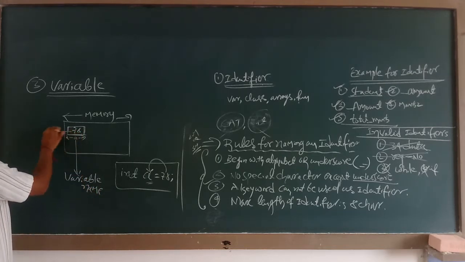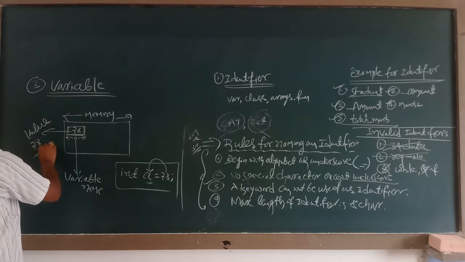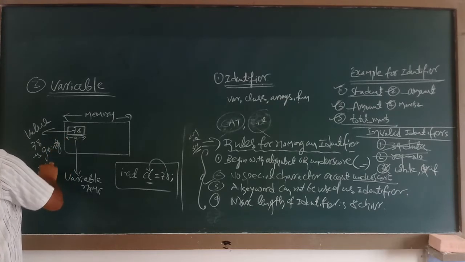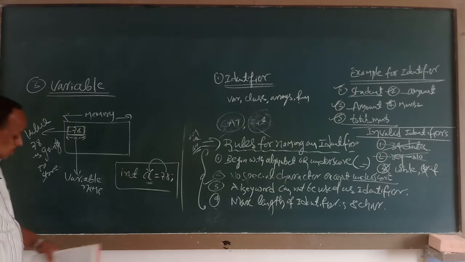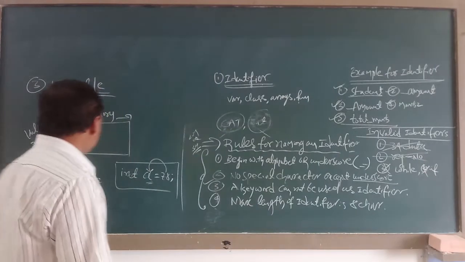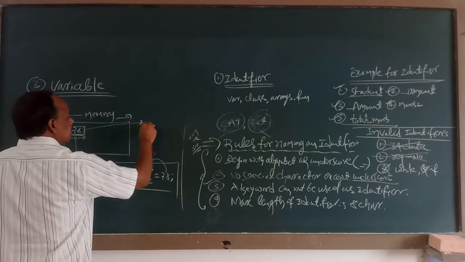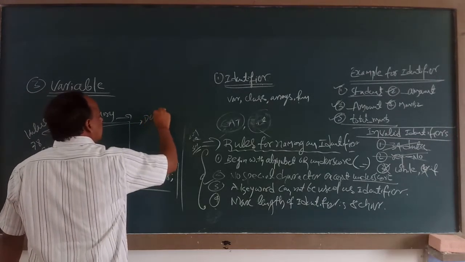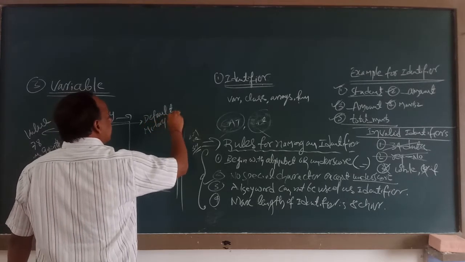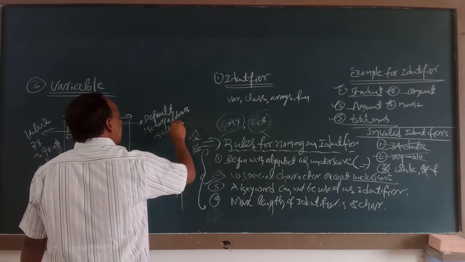In this variable, the value 78 is going to be stored, right? And for this particular variable, some default memory address is allocated.